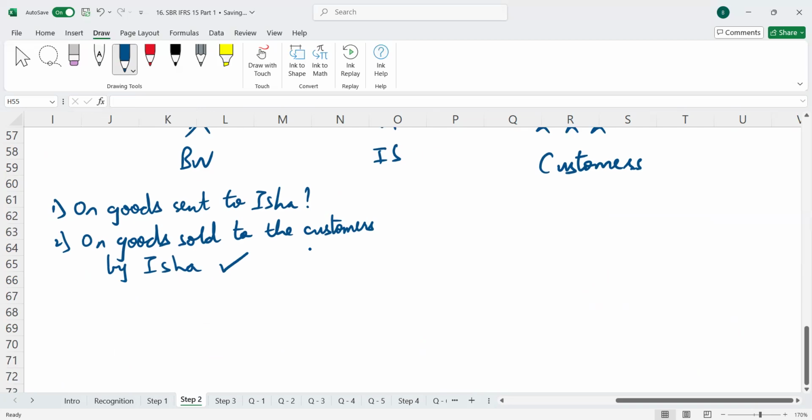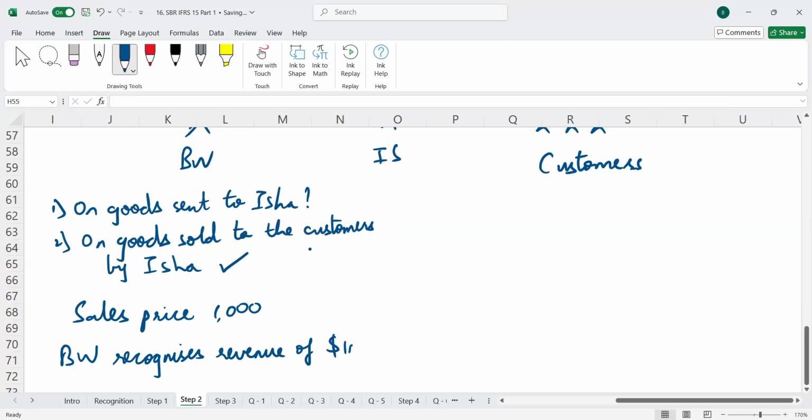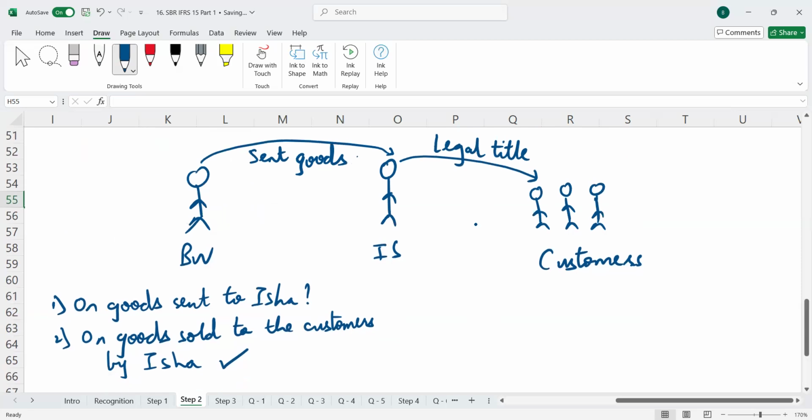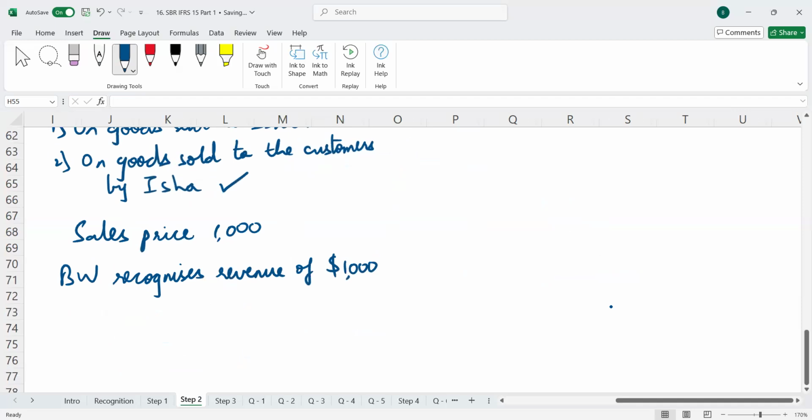So let us say sales price is 1000. So Bhavik recognizes revenue of $1000. Okay. Now let us talk from Isha's standpoint. Now what will happen is when Isha sells goods to customers, customers will pay 1000 to Isha. Isha will pass on the entire amount? No, you will pass on the net amount. Perfect. Where did you study this? Okay. Now, what will Isha do over here?